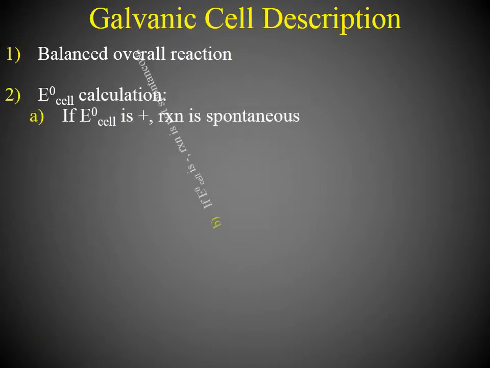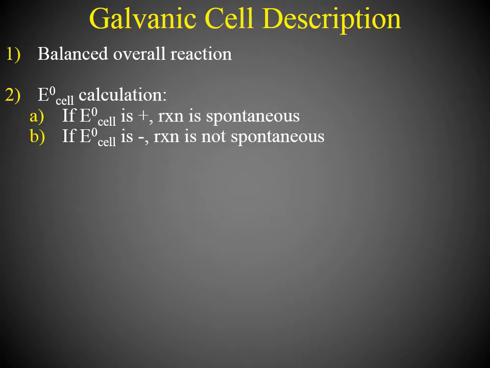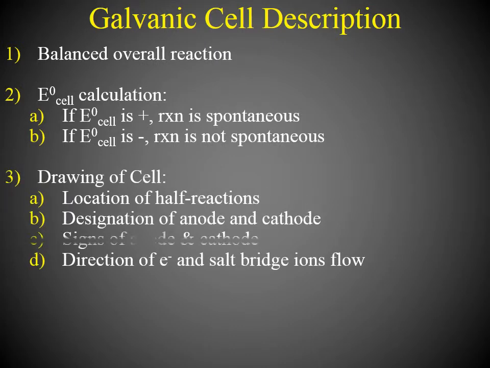Okay, often in this type of problems, you're asked to describe the galvanic cell fully. And when you're asked to do that, you're asked to do the following. Provide a balanced overall reaction, calculate the cell value, and indicate whether the reaction is spontaneous or not spontaneous. If the cell value is positive, then the reaction is spontaneous. If the cell value is negative, then the reaction is not spontaneous. I would have to put energy into it to make it happen.